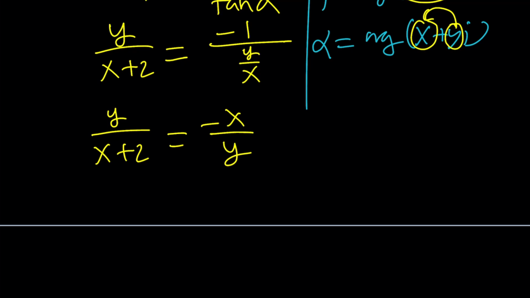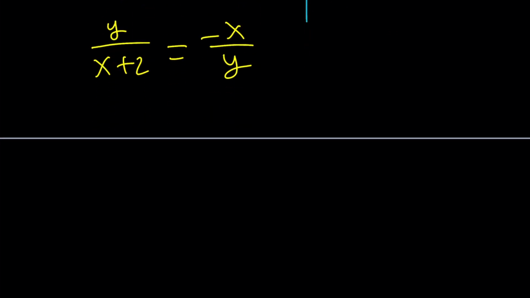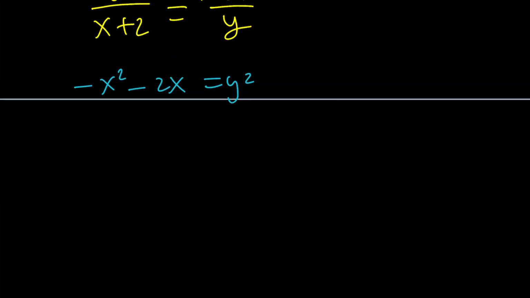Now I'm going to go ahead and cross multiply. This is going to give me negative x squared minus 2x is equal to y squared. I should probably leave the negative at the bottom, but anyways, let's put everything on the right hand side. x squared plus 2x plus y squared is equal to 0. Awesome. Is that the answer? No, we got to work it out a little bit.